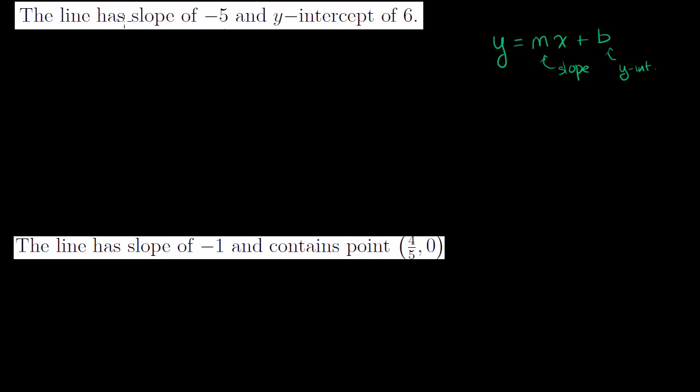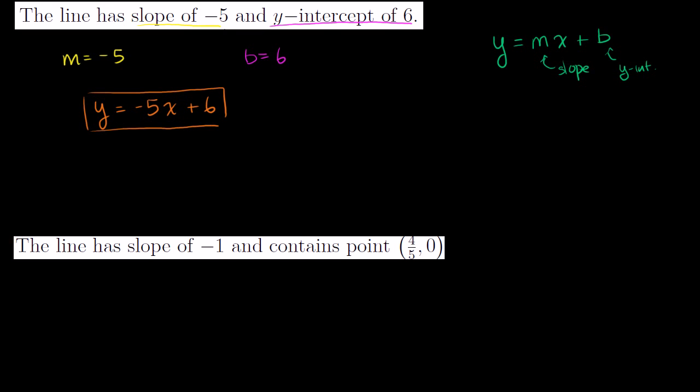So here they tell us that a line has a slope of -5. So m is equal to -5. And it has a y-intercept of 6. So b is equal to 6. So this is pretty straightforward. The equation of this line is y is equal to -5x plus 6. That wasn't too bad.